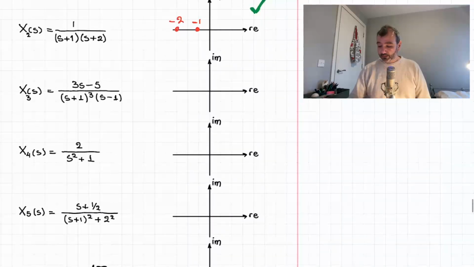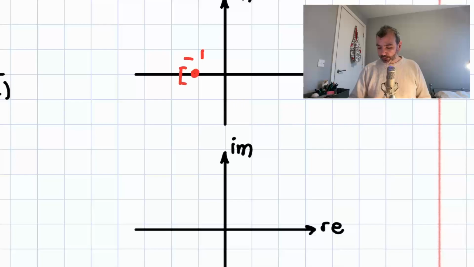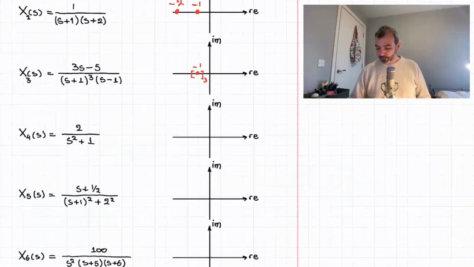Function number 3, we have q. This is q, the denominator. It is of order 3 plus 1 equals 4. So there must be 4 roots of this polynomial. That is 4 poles. You have clearly minus 1. But this minus 1 is a triple pole. We'll denote it like this. Triple pole. And you have another pole, because of this, at plus 1.